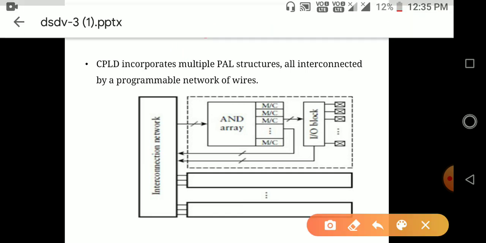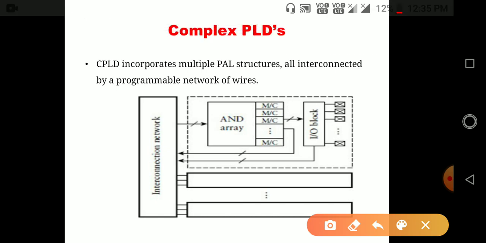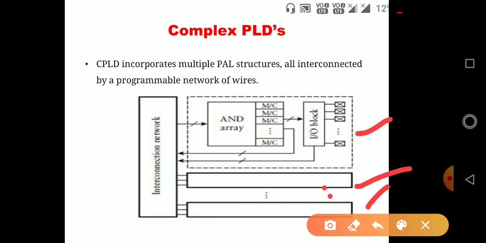So here you can see there are a number of PALs. This is one PAL, this is another PAL, and they continue. A number of PALs are connected with the help of an interconnection network. Here the interconnection network is also programmable. And as I already mentioned, what are the components of a PAL? Components of the PAL are the AND array and then MCs. MCs are nothing but macro cells, as I explained just now, that is output logic macro cells.